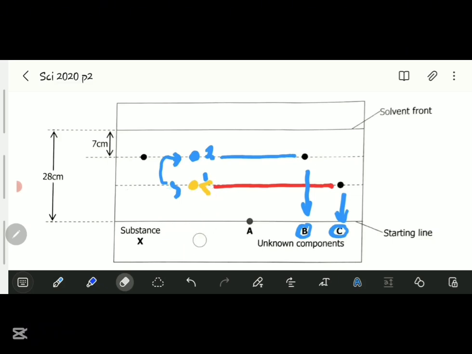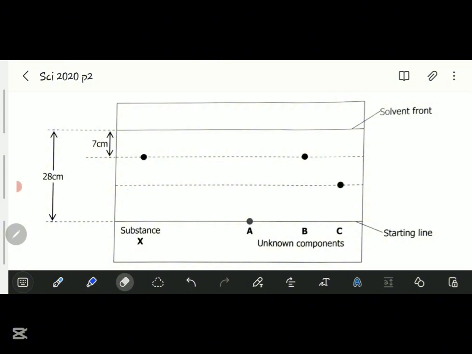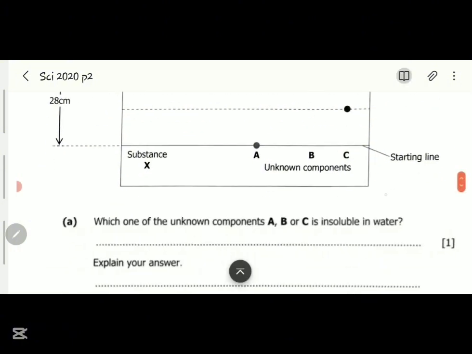So let's now rub everything we've written on the chromatogram. That was just a quick intro on chromatography. So chromatography uses solubility, and the higher a substance goes, the more soluble it is. The lesser distance it covers, the less soluble it is. If dots are on the same line, then the substance is contained. All right, so let's now proceed to the first question.